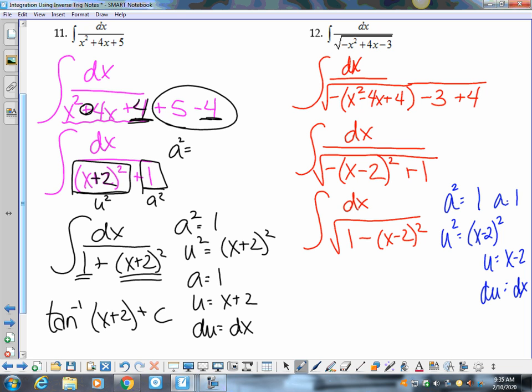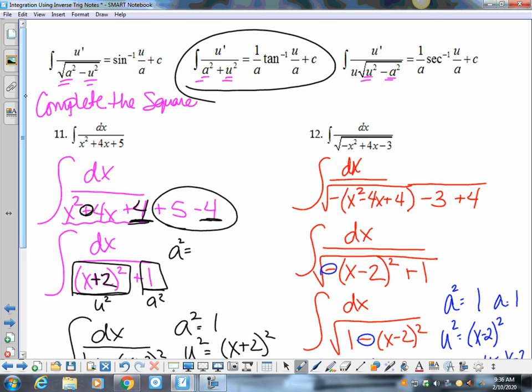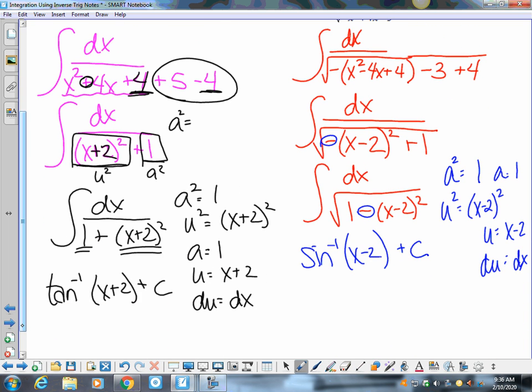Okay. And this is a sine, correct? Sine has nothing out front. So sine inverse of u over a. Where'd you get an x squared? x minus. Okay. Plus C. Yeah, he's here, and he has to be there because of that. Y'all good?